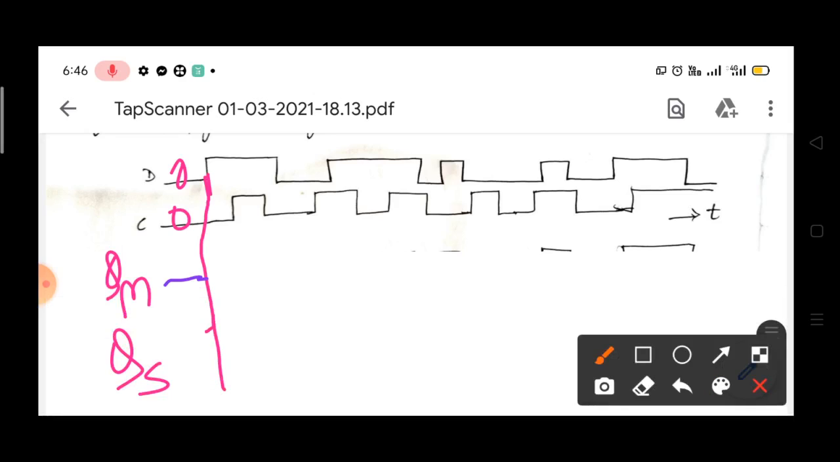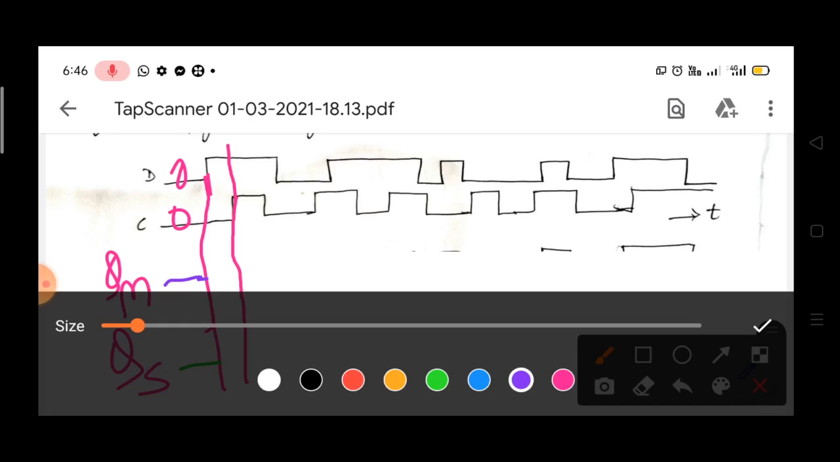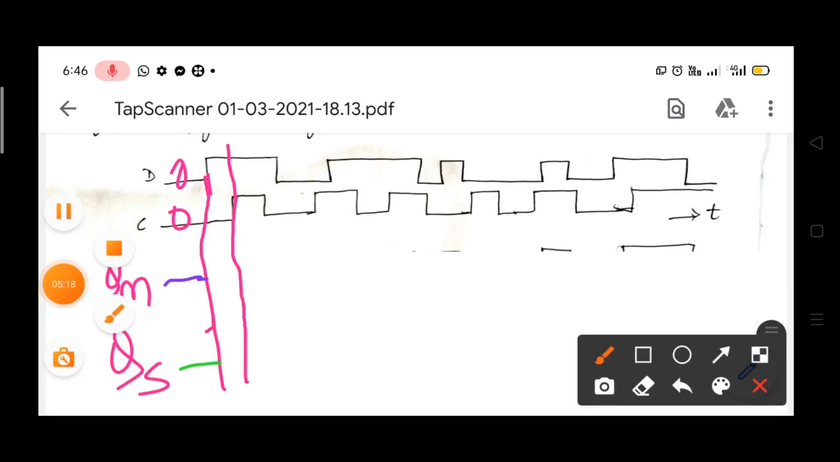Initially our output is 0. Now I'll come to this point. Now see, here D is 1, but clock is 0, still 0. It means what? If clock is 0, we know that our output retains its previous state.